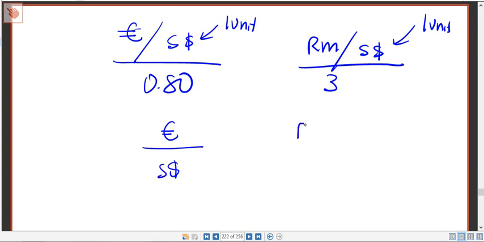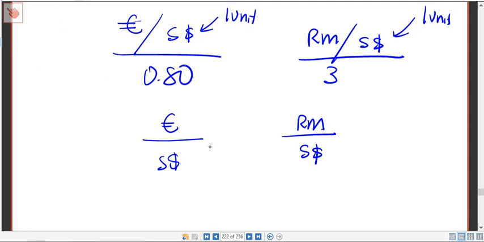Okay, then here you write Ringgit Malaysia to Singapore dollar. Is it okay? Ringgit Malaysia to Singapore dollar. And you're going to try to cross it. Of course you can put the figures here without any problem. 0.8, and here you must put 3.